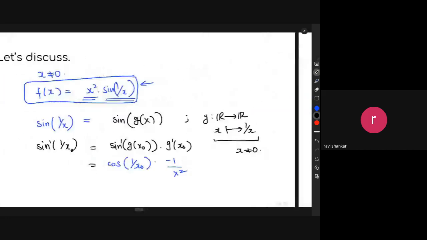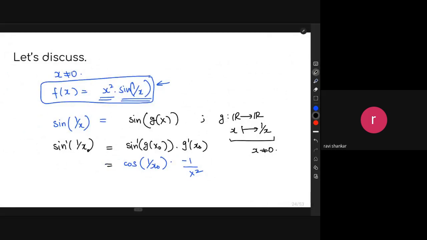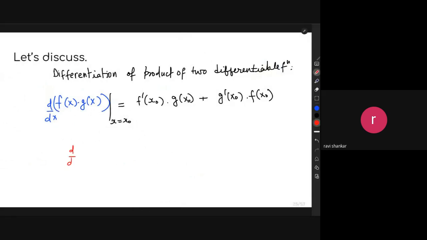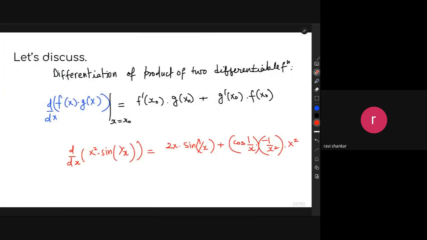Because both of the functions are differentiable at x not equal to 0, this differentiation makes sense. So the differentiation of x square times sine 1 over x can be calculated. Differentiating the first function gives 2x times sine 1 over x, plus differentiating the second function, which I already know is cos 1 over x times minus 1 over x square, times x square. The x square cancels out, so as a result you get this thing.